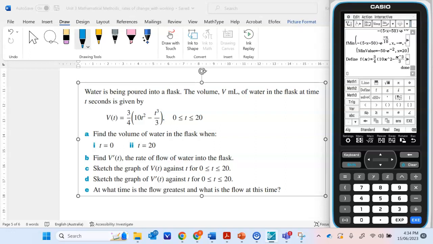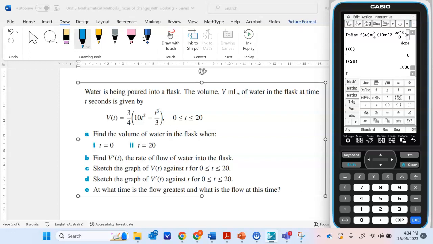All right, so find the volume of water in the flask when t equals 0. Okay, because we've already defined f of x, that's basically saying, hey calculator, can you remember this function? So I just need to type in f of 0. There it is, 0. You can do that by hand quite easily. Then the second part, let's do f of 20. There it is, 1,000. So if I was to graph this, I know it starts at 0, 0, and the point 20, 1,000.